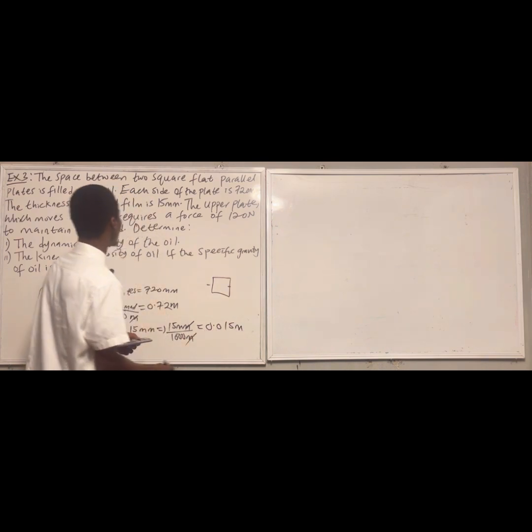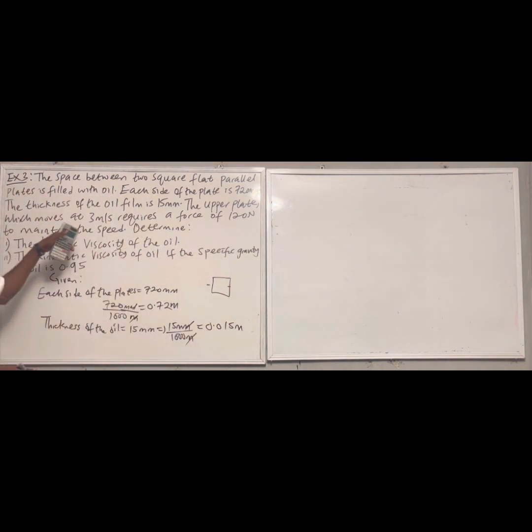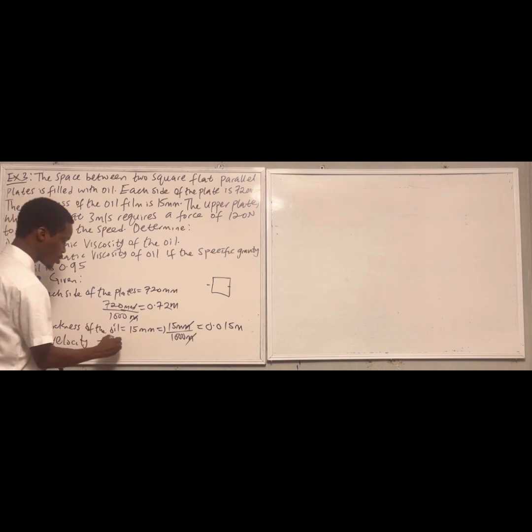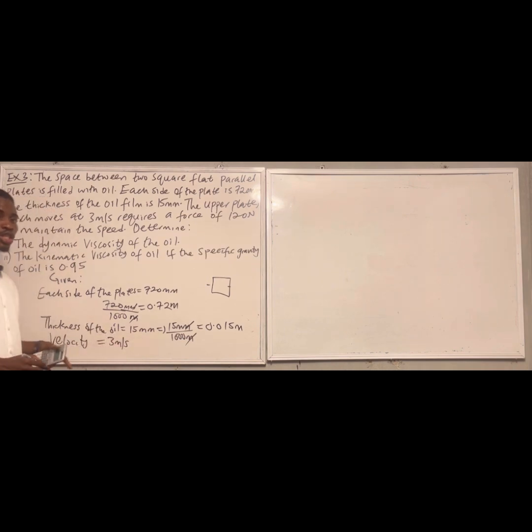0.015 meter. The upper plate moves at 3 meter per second, that is our velocity, which is our du. Our velocity du is 3 meter per second, and this thickness is our dy.